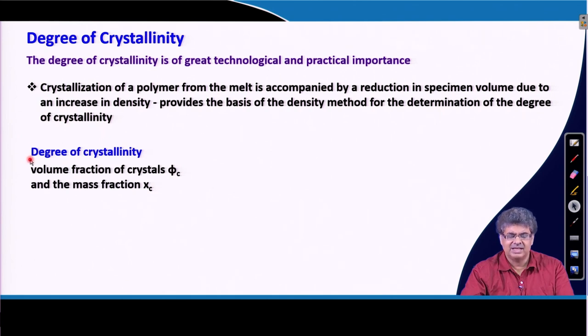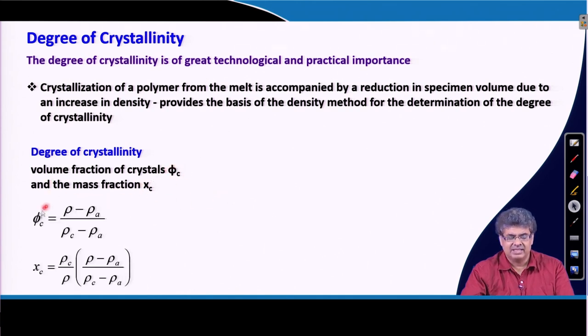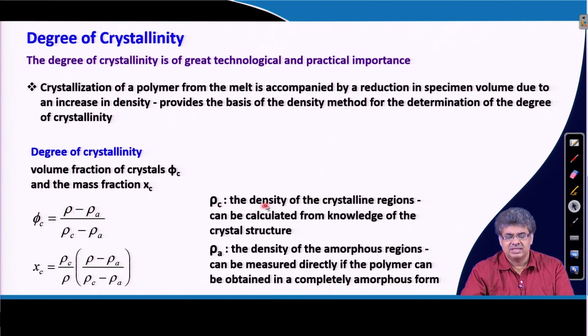Degree of crystallinity is generally represented as the volume fraction of crystals or the mass fraction of crystals, and they are expressed by these simple equations where the rhos are the corresponding densities. So, rho c is the density of the crystalline region, a 100% crystalline polymer, and rho a is the density of the amorphous region, a 100% amorphous polymer, and this rho is the density of the actual sample, the semi-crystalline polymer whose degree of crystallinity we are going to determine.